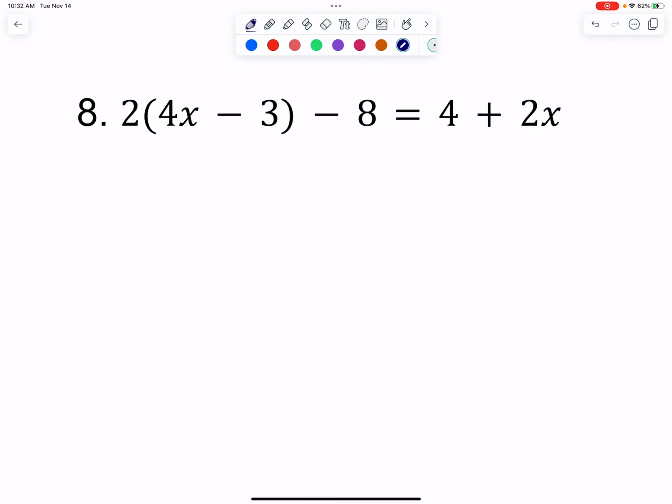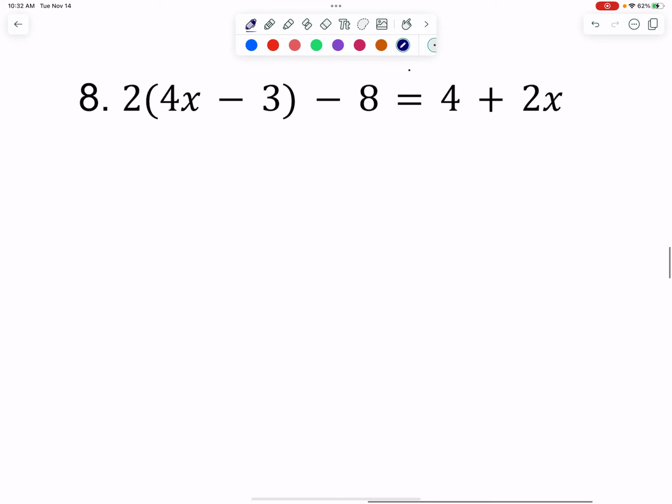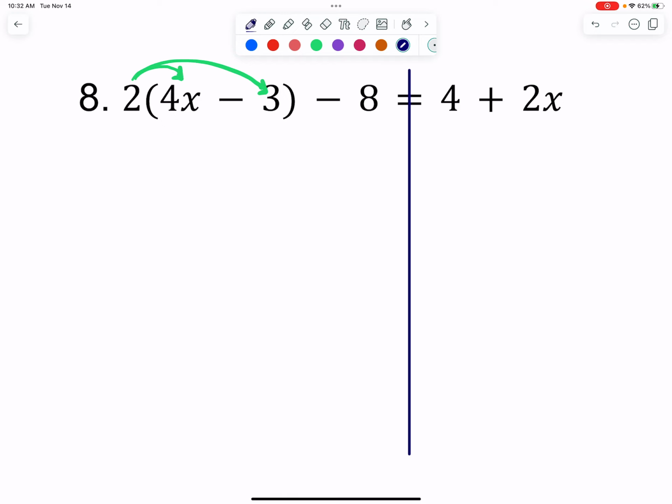Eight is a little bit longer. I'm going to put in my wall. And I don't have anything to do on the right, but I do notice that I have a distributive property sitting here on the left. So I'm going to start there. I'm going to do 2 times 4x and 2 times negative 3. 2 times 4x is 8x. 2 times negative 3 is negative 6. And then I have this negative 8 hanging out over here. I'm not going to distribute to him because he's outside the parentheses. I'm just going to bring my negative 8 down.